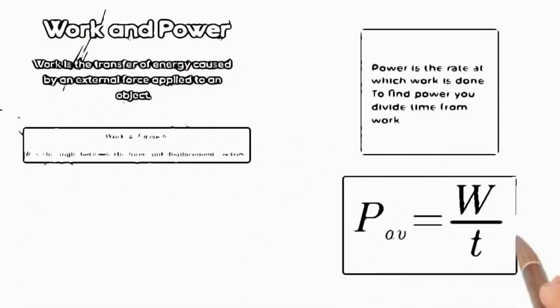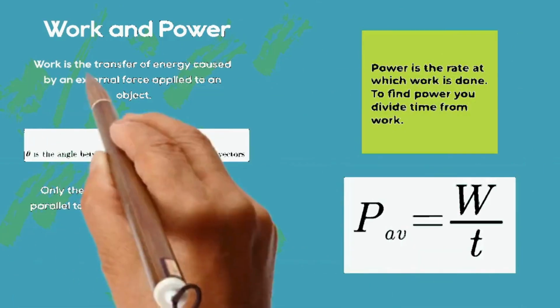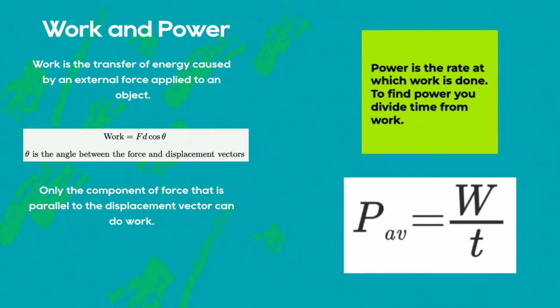Work is basically the transfer of energy that is caused by a force that acts on an object. So when I said external force on this slide, I mean applied force, some sort of applied force. Maybe you're applying the force, maybe friction is applying the force. For example, friction can also do work. The force you apply can also do work.